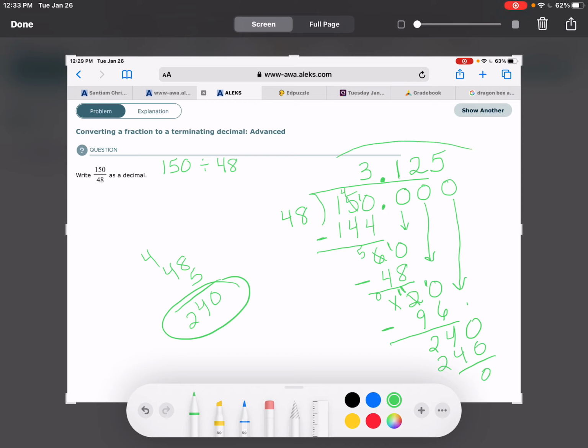Here is my decimal, okay? So that's how we do that by hand. If we were able to put that in a calculator, we could just do 150 divided by 48 and get that decimal. Some of our problems allow us to do that, and some of them want us to practice long division. So that's how you do it.